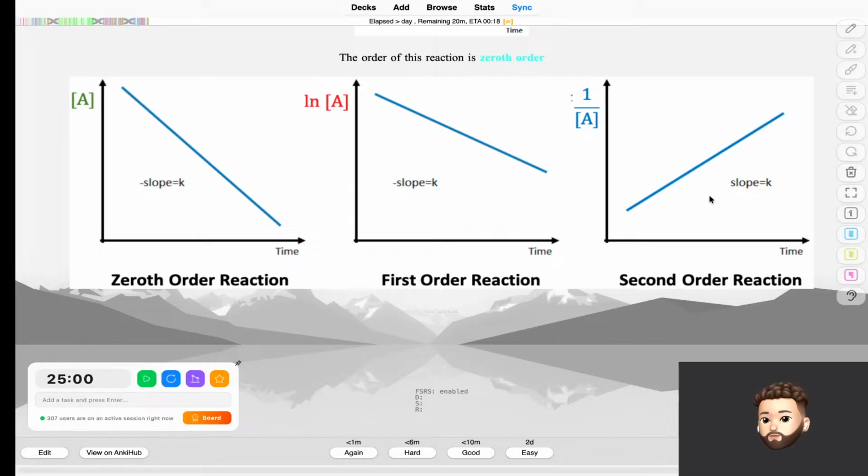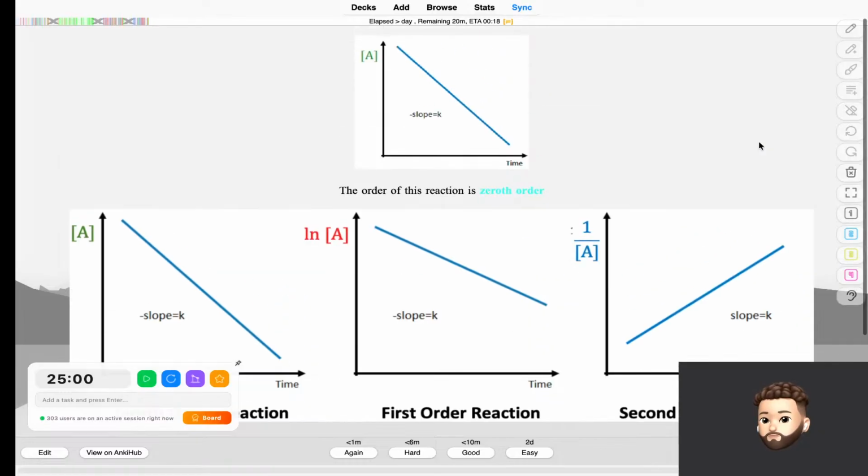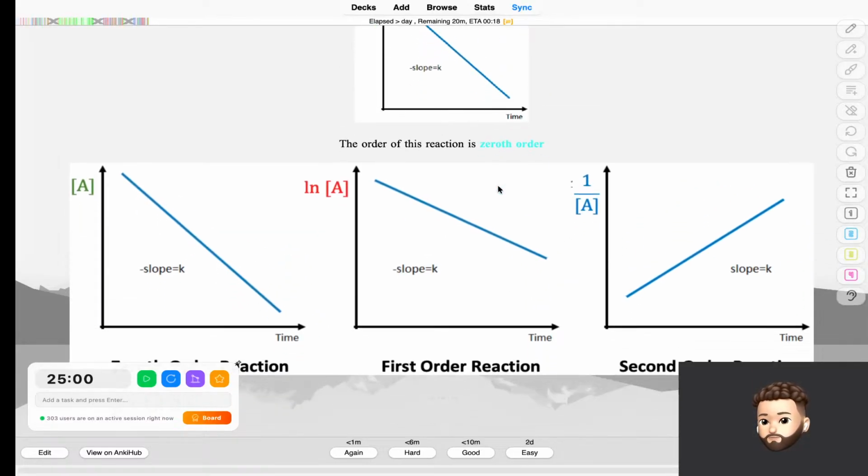In a second order reaction, it's increasing, but it's not that the concentration is decreasing. It's just that the one over A is increasing. One over the concentration of A, as A decreases, this goes up. So that kind of does make sense.